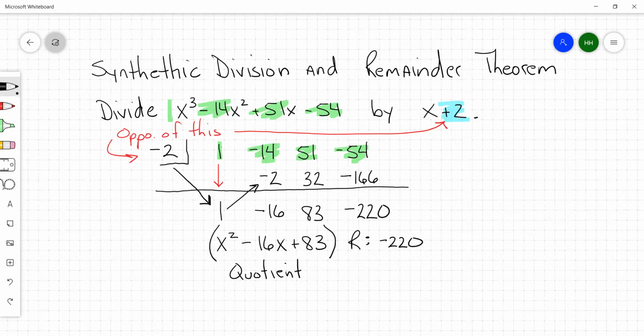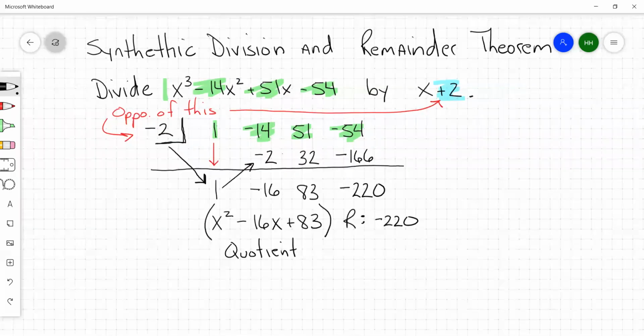All right, so the opposite of what you're dividing by goes right here in this little L. The coefficient of each term goes along here horizontally. And then you multiply and add. Multiply and add. So let's do another one.